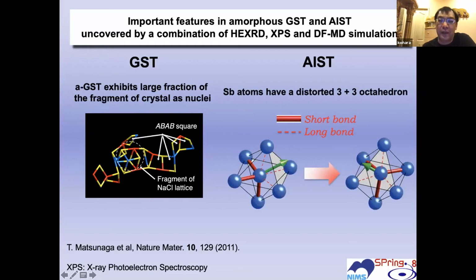But in the AIST system, we found a distorted 3+3 octahedron in the amorphous phase, and this is a schematic transformation from the amorphous phase to the crystal phase. These are very different features in GST and AIST. This is really metallic for me. This is more of a covalent network. So I would like to focus on this GST material.